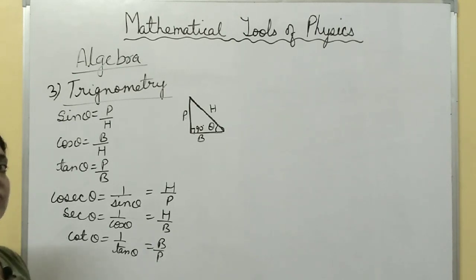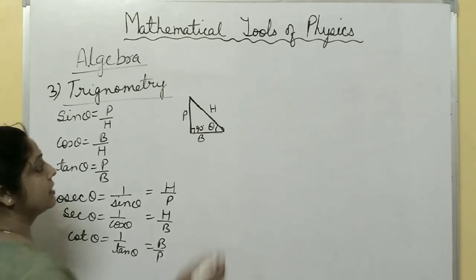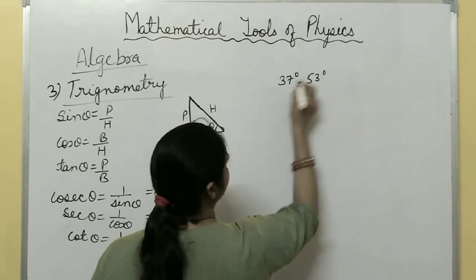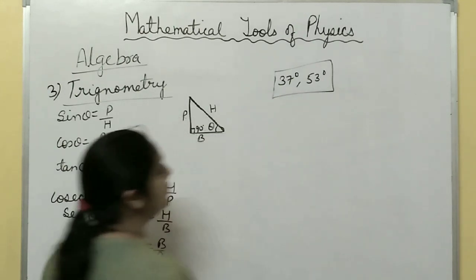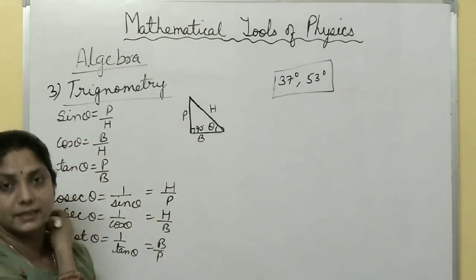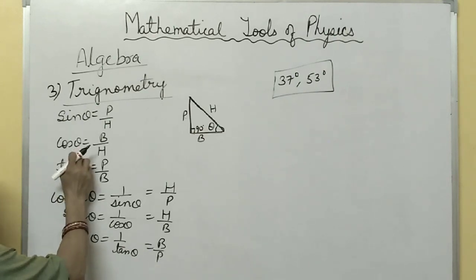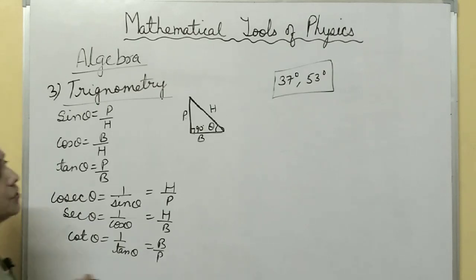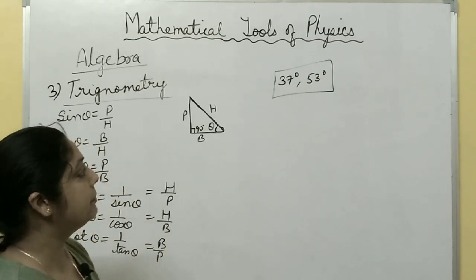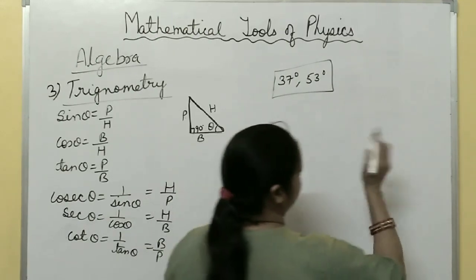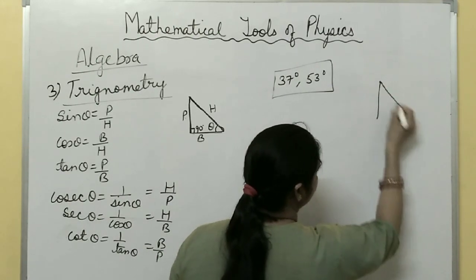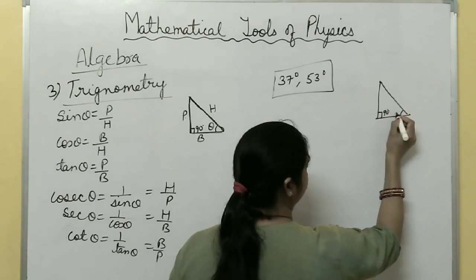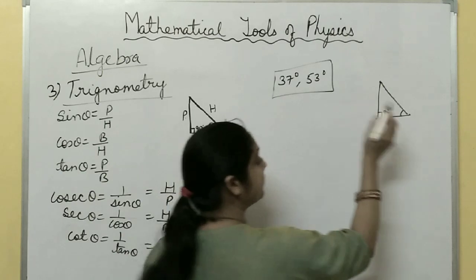One more thing, when you solve numericals in physics, sine 37 degree and 53 degree, these two are very, very important. So you must remember the values of sine 37, cos 37, tan 37, sin 53, cos 53, tan 53. And how do you remember this? You must keep in mind one triangle. This one is a right angle triangle, and this one is theta. This theta may be 37 degree or 53 degree.